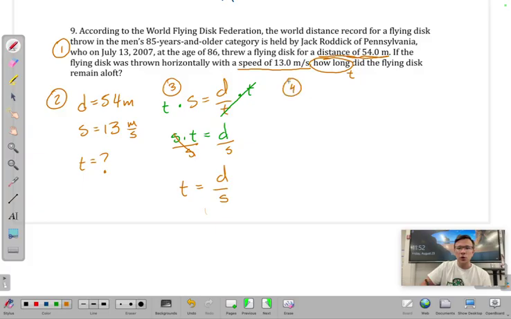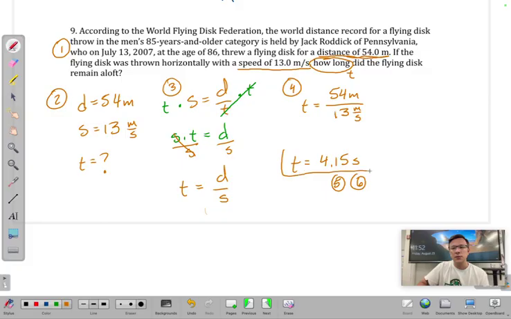Fourth step, show my work over here. So the time is going to be equal to 54 meters divided by 13 meters per second. And then time is going to be equal to 4.15 seconds. This would be your fifth point and your sixth point right there.